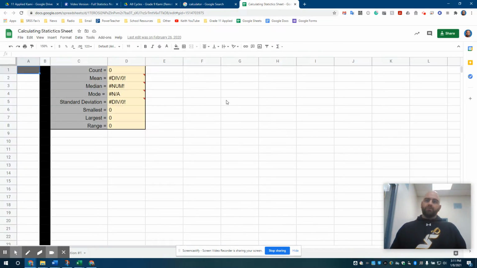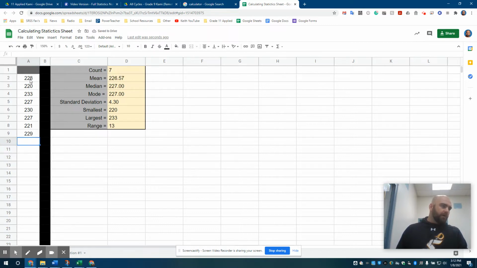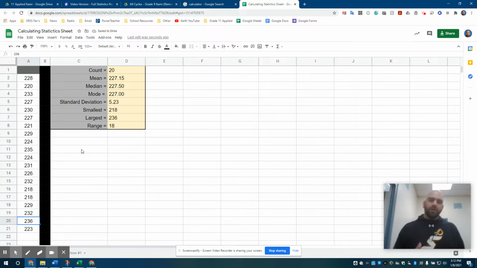So I'm going to go over to my sheet here. On the left-hand side, this column, not including the first row, is going to be all of the data points that we have. So I'm going to put in the data points. I have them on a different sheet, so I'm not having to go back and forth, which is really nice. Okay, so there's my 20 data points that I have on the 227 gram packages.